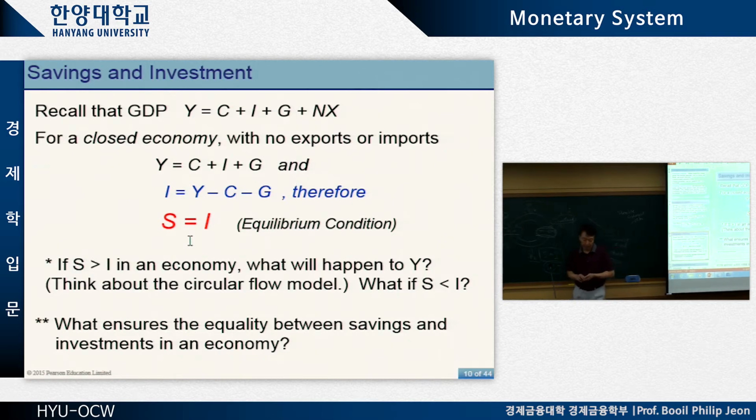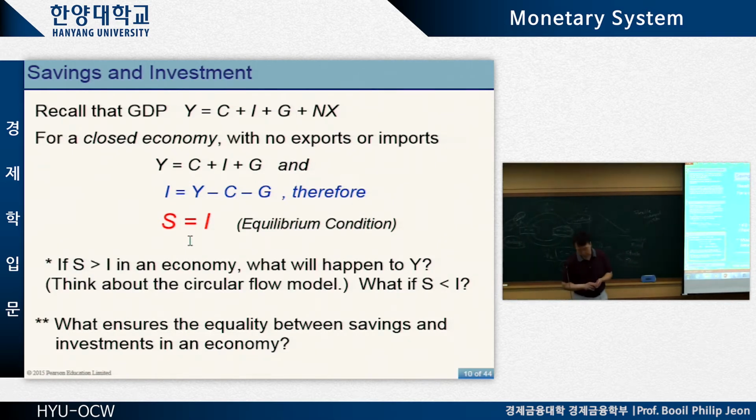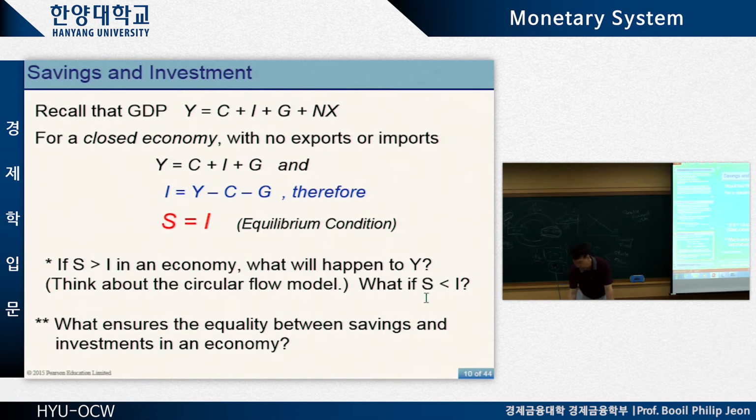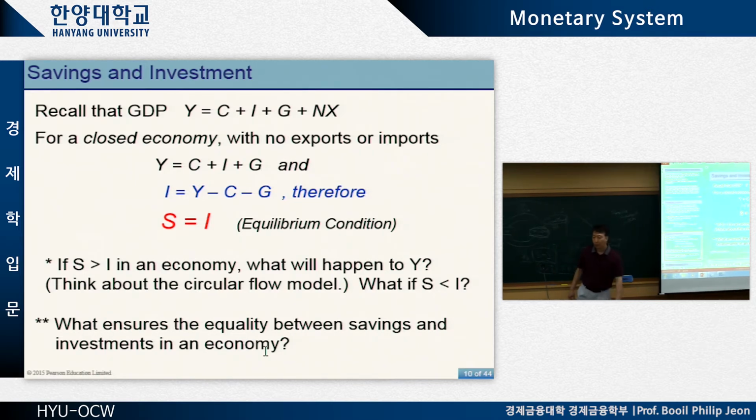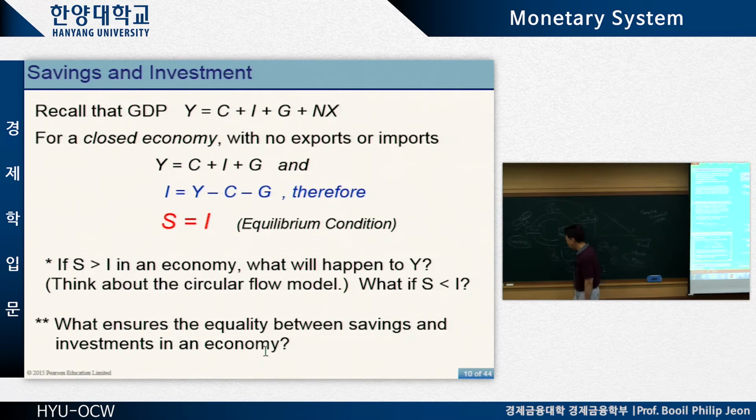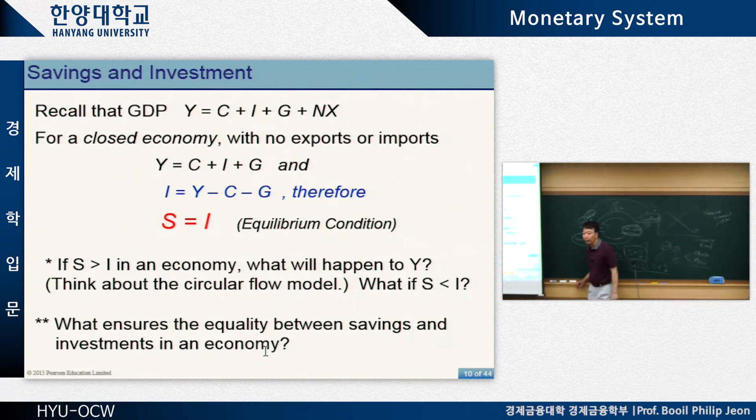Yeah. So what makes it possible, right? I mean, we thought about this, if saving is less than investment or saving is greater than investment, right? Then the economy will be expanding or shrinking. It's not going to be in equilibrium, right? But what ensures the equality between savings and investment? Can you answer this question? What makes sure that the saving will be equal to investment at any time?